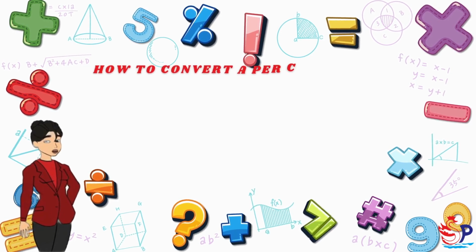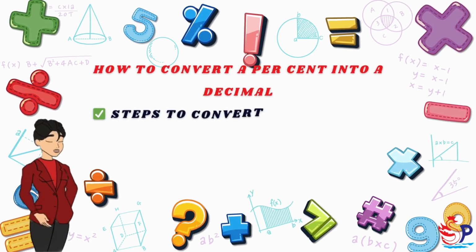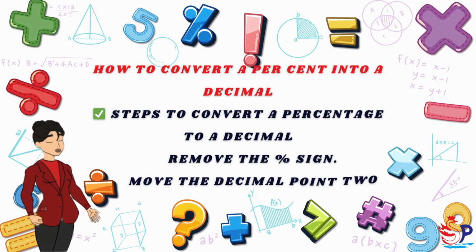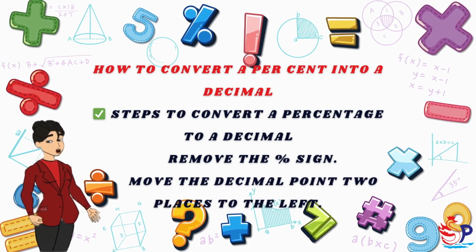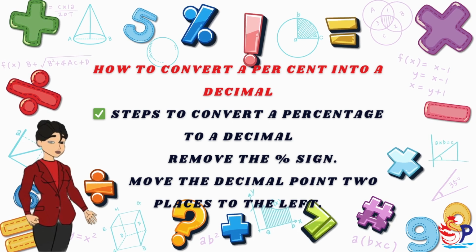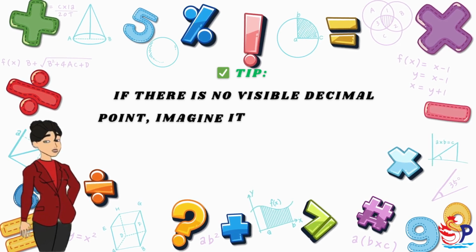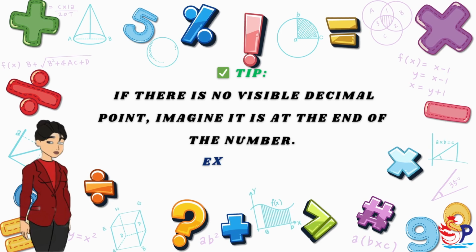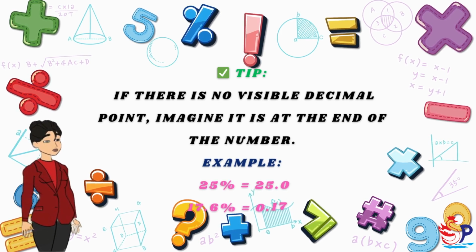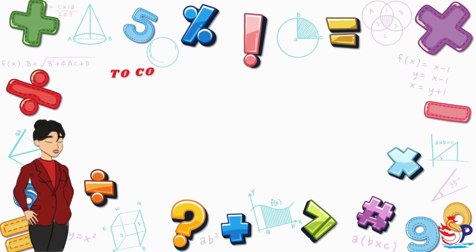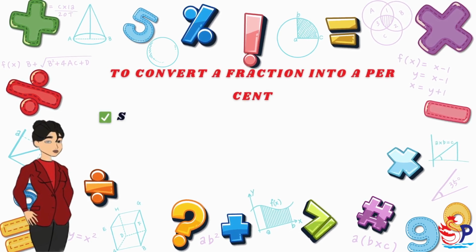How to convert a percentage into a decimal? Steps to convert a percentage to a decimal. Remove the percent sign. Move the decimal point 2 places to the left. Tip: if there is no visible decimal point, imagine it is at the end of the number. Example: 25% is equal to 0.25. 17.6% is equal to 0.176.